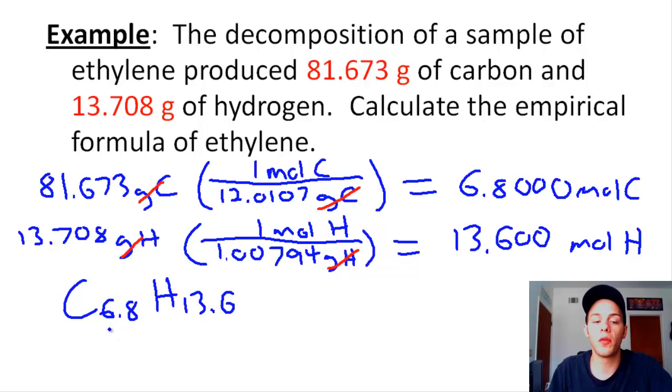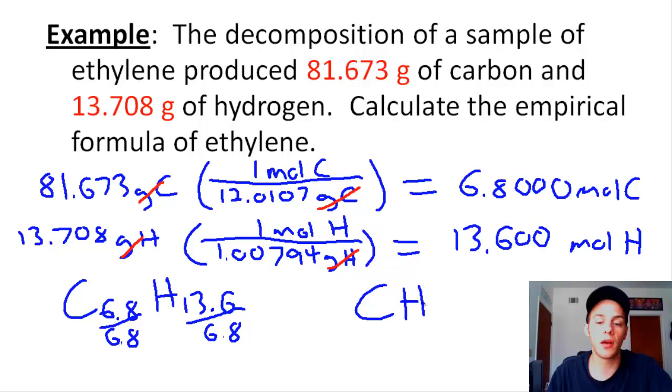So we're going to start with our smallest value, 6.8, and divide both of these numbers by 6.8. 6.8 divided by itself is 1. So our formula is CH something. We leave the carbon alone because there's an understood 1 under there, even though we don't show it. And 13.6 divided by 6.8 is 2. So in this case, dividing by the smallest value was enough. We didn't have to go any further, and our empirical formula is CH2.